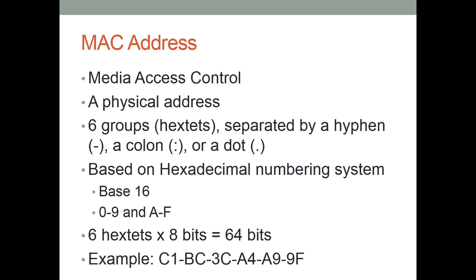Looking at the example, you can see that the first hextet has a C1 in it. So in this instance, the C represents 4 bits, the 1 represents another 4 bits, so that's how one hextet can resemble 8 bits of information. In the example, our hextets are separated by a hyphen, so this is a valid address that you see.